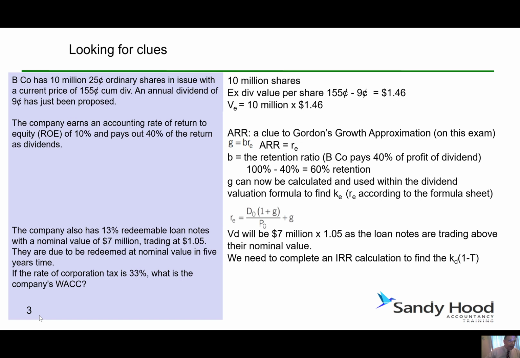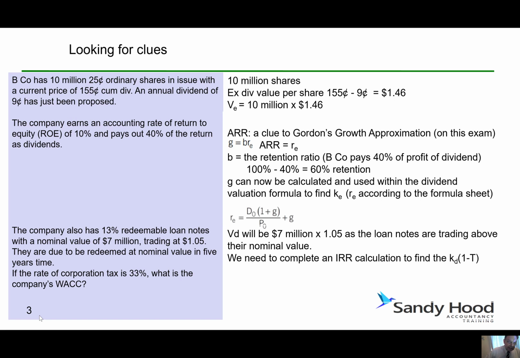We then read on. The company earns an accounting rate of return to equity of 10% and pays out 40% of the return as dividends. As soon as you read accounting rate of return to equity, that would give you a clue that we're dealing with the Gordon growth model. And here, in this particular exam, just in case you're looking at this for advanced financial management, that wouldn't apply. But in the financial management exam, RE is the accounting rate of return.